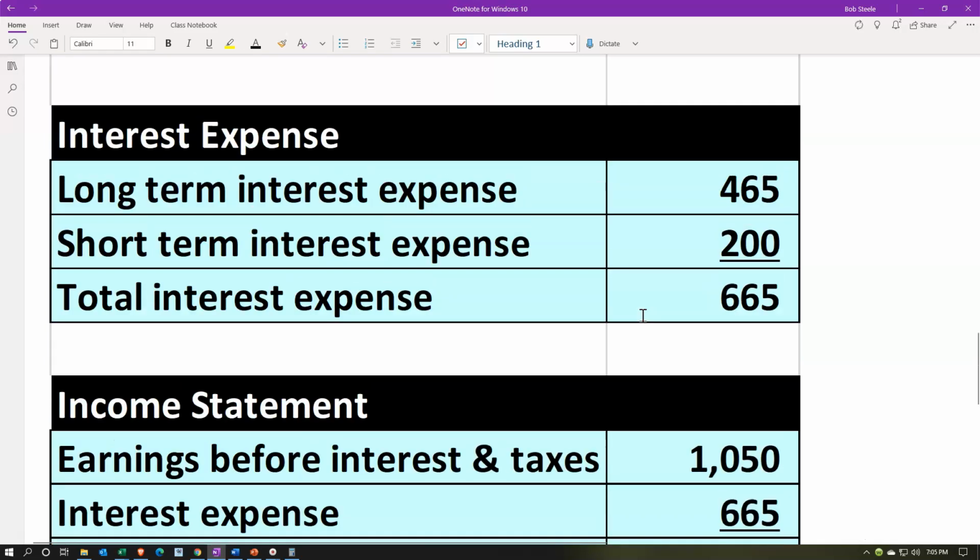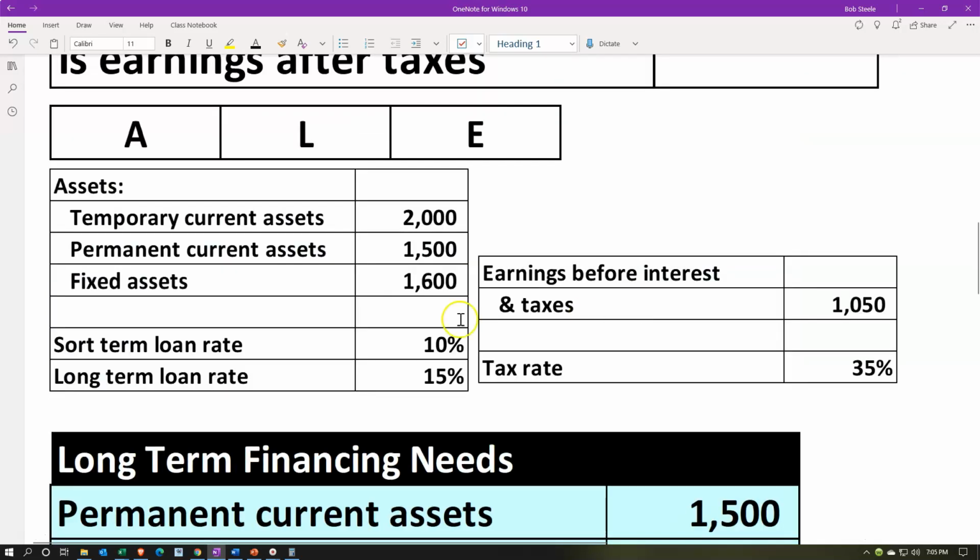So again, the new concept we're considering here for the most part is breaking out the temporary current assets and the permanent current assets, and using those to consider what we're going to do for the short-term and long-term financing mix.